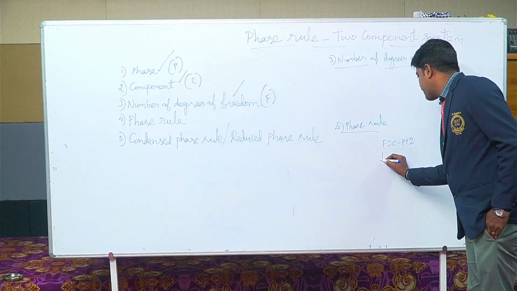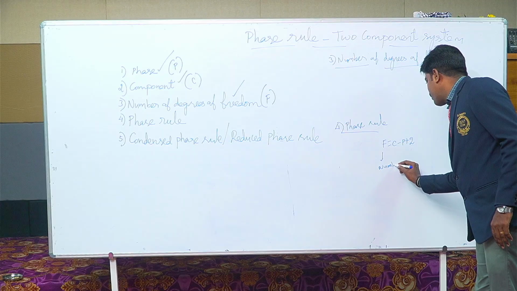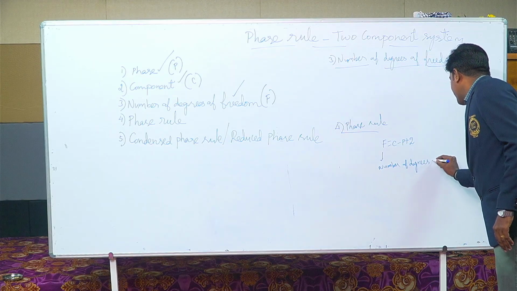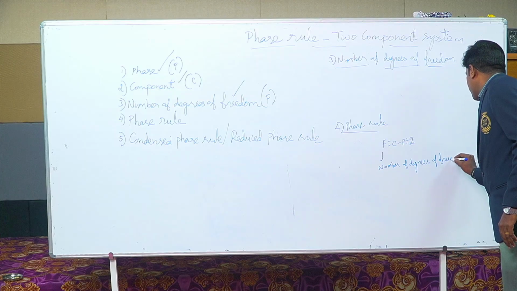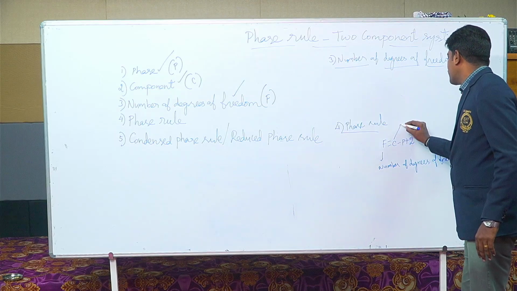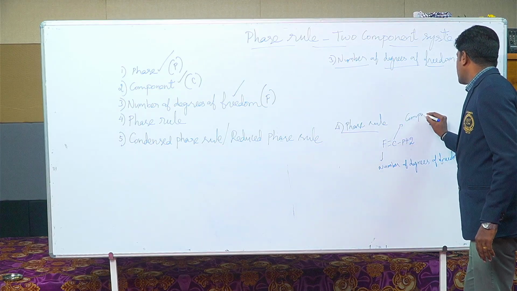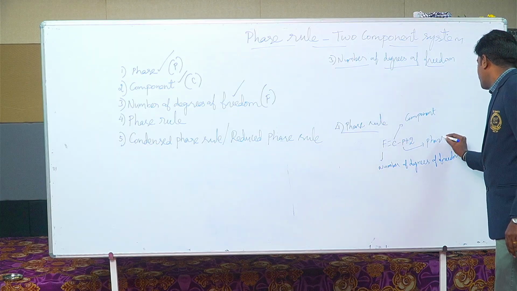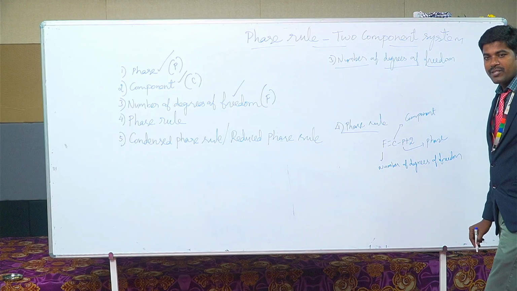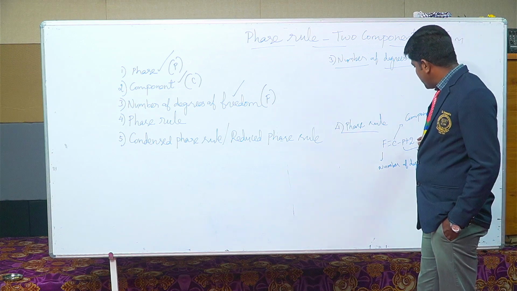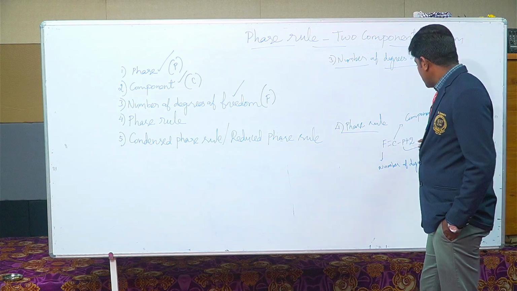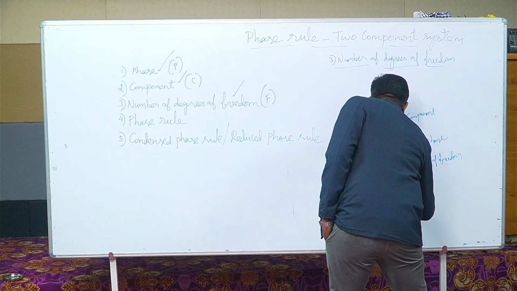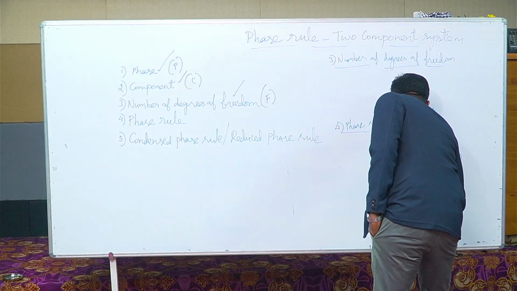So now we have the expansion for everything. F is the number of degrees of freedom, C is the component, P is the phase. Now the question may arise: sir, what is meant by the number 2? The number 2 represents two variables.